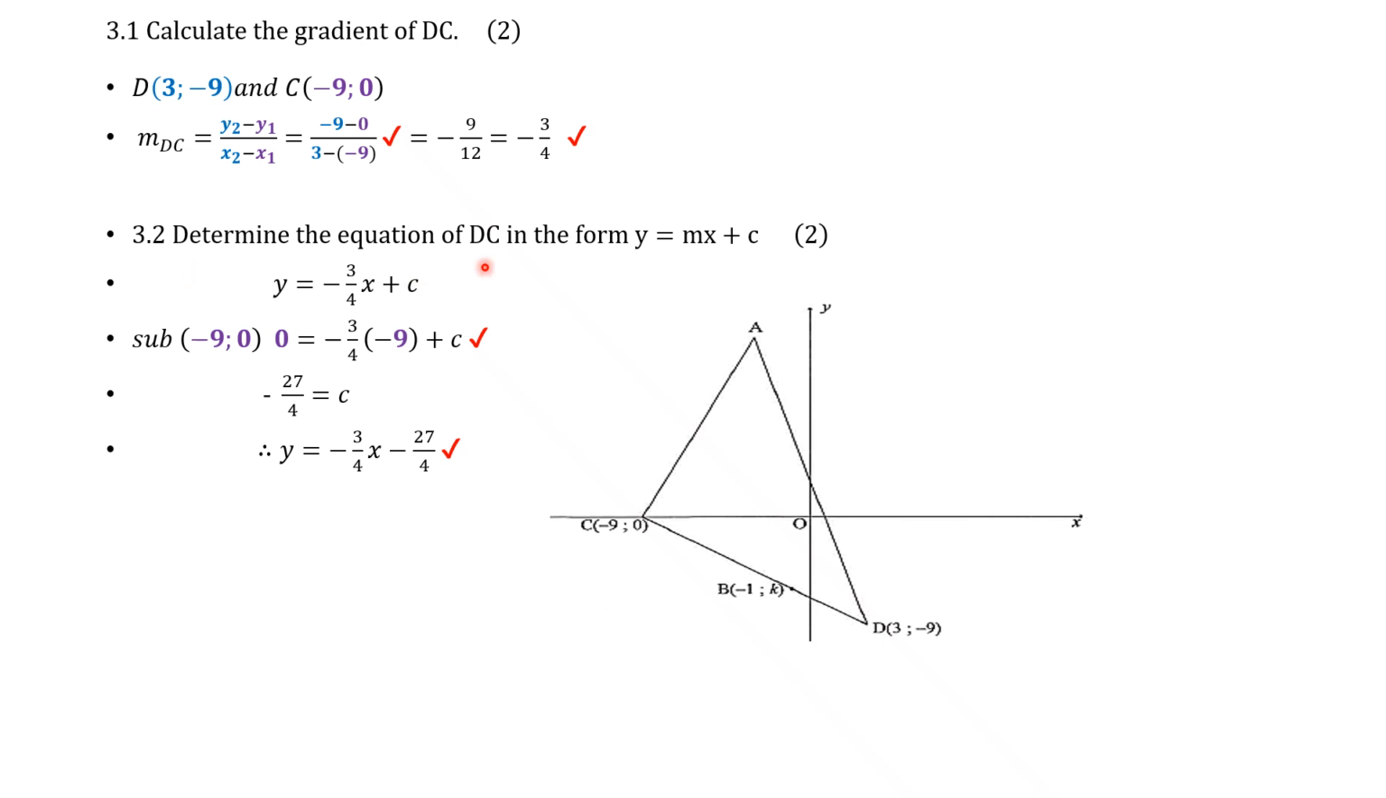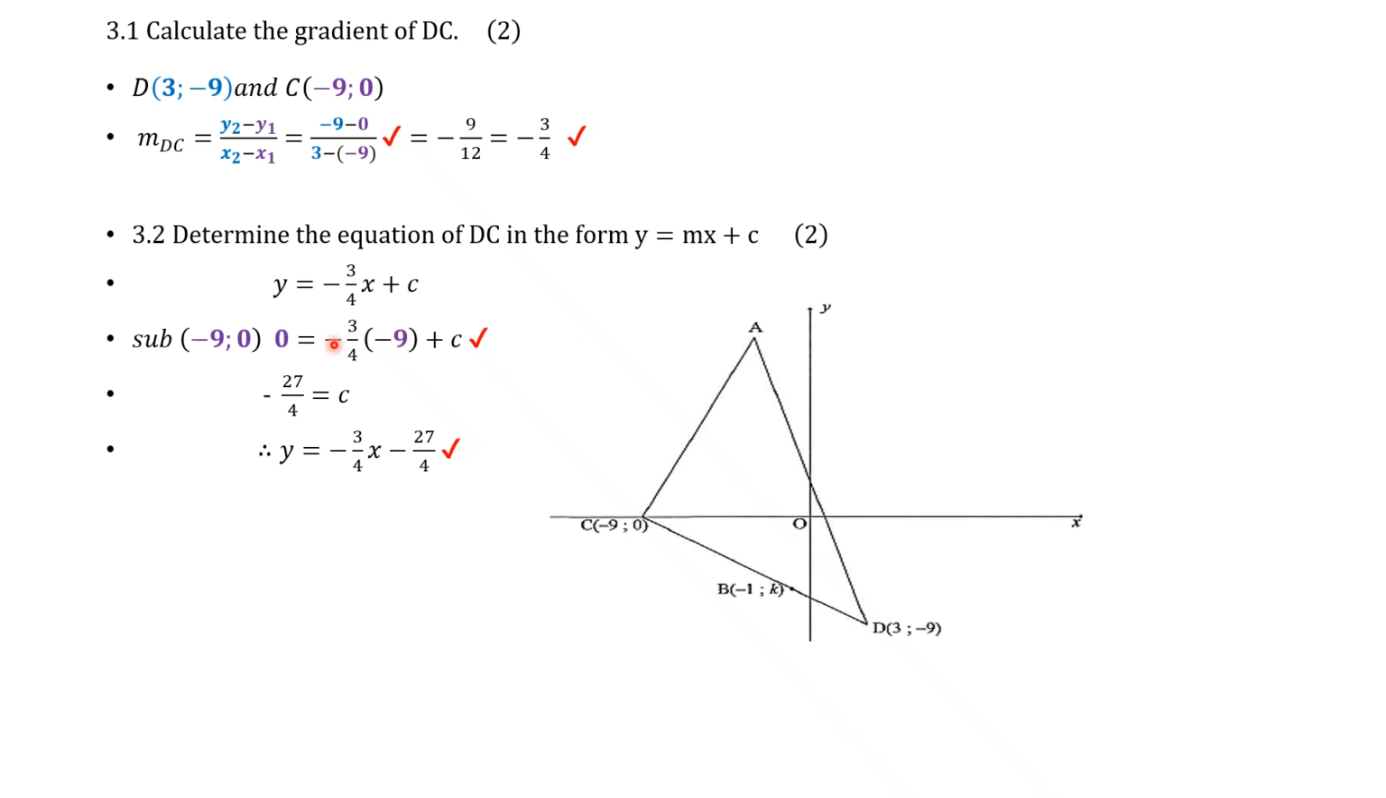3.2, determine the equation of DC in the form y equals mx plus c. So we already have the gradient from the top, so m becomes -3 over 4, so y = -3/4 x + c. Right, on the line DC, I have the coordinates of C and D. I can choose any one of the two to substitute in to find the c value. Right, so I chose (-9, 0). So this states that y is 0 when x is -9.